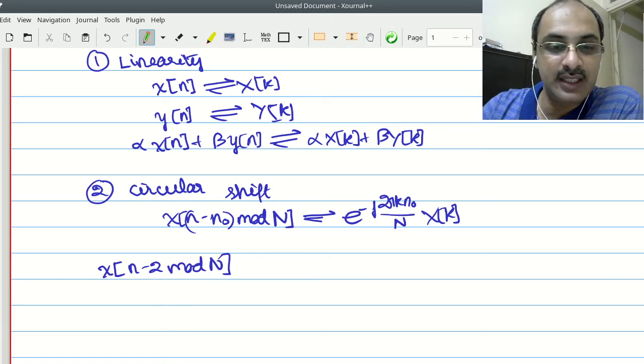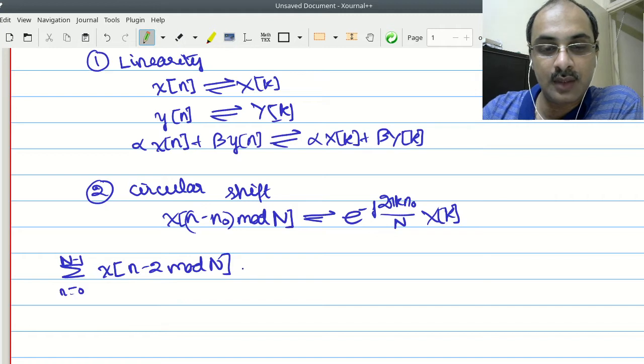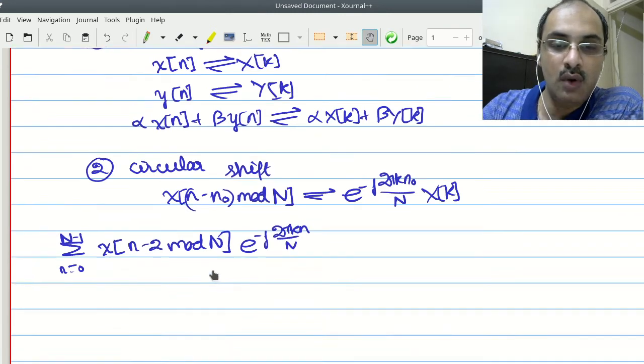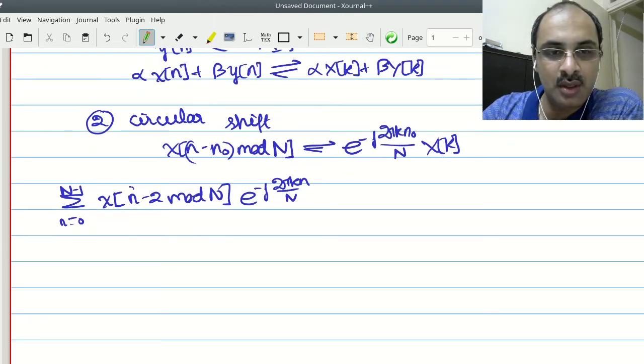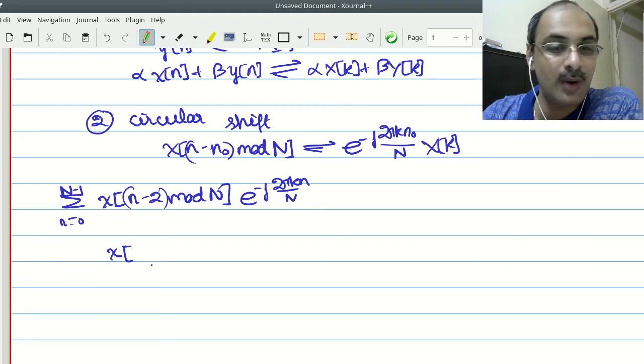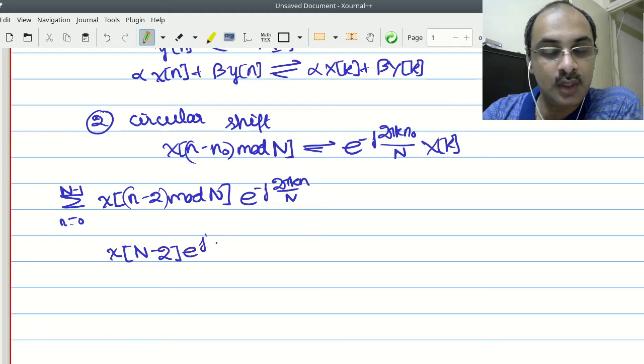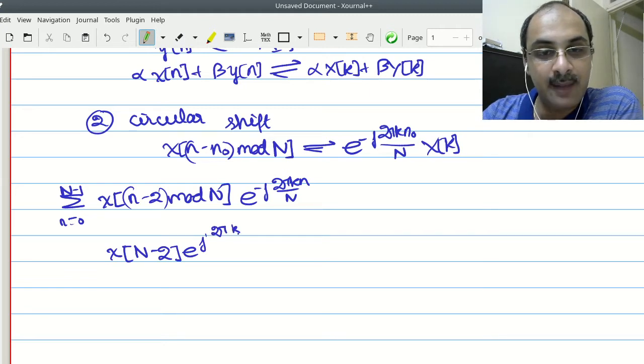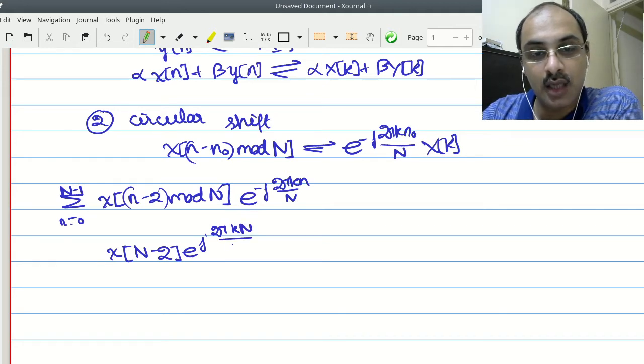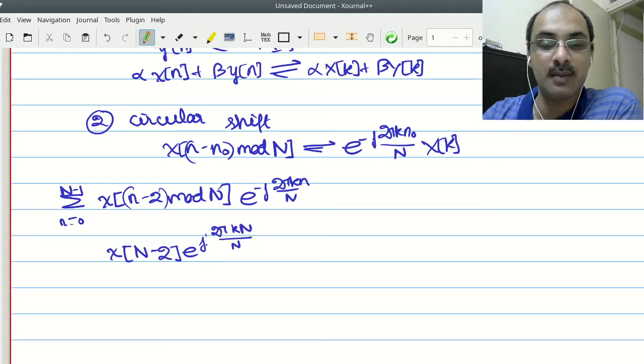So, if you now find the DFT of this, that is going to be the summation n runs from 0 to N minus 1 of x of n minus 2 mod N, e power minus j 2 pi k n upon N. Now, since it's n minus 2, I am going to handle the first two terms separately. I am going to write the first term, which is what you get when you put n is 0, as x of 0 minus 2 mod N, which can be written as x of N minus 2 into e power j 0. But I am going to play a trick. I am going to write it as e power j 2 pi k N upon N. There is a reason why I am doing this, which will become clear.